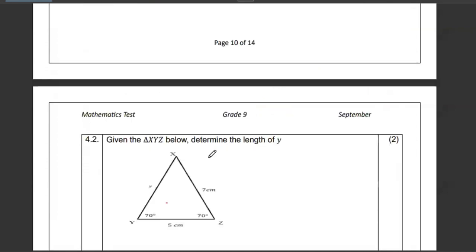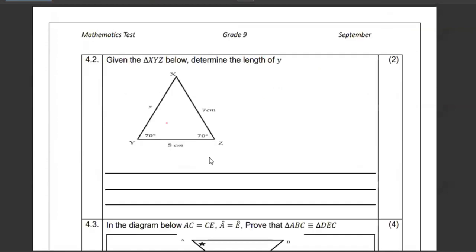All right, then 4.2. We have this, given XY, determine the length of Y. So if this is a 70, this is a 70. We know that this is an isosceles triangle because these angles are the same, meaning that the sides must also be the same. Y is going to be 7 centimeters. Reason is going to be the sides that are opposite equal angles. These were angles that are opposite equal sides, so sides that are opposite equal angles.